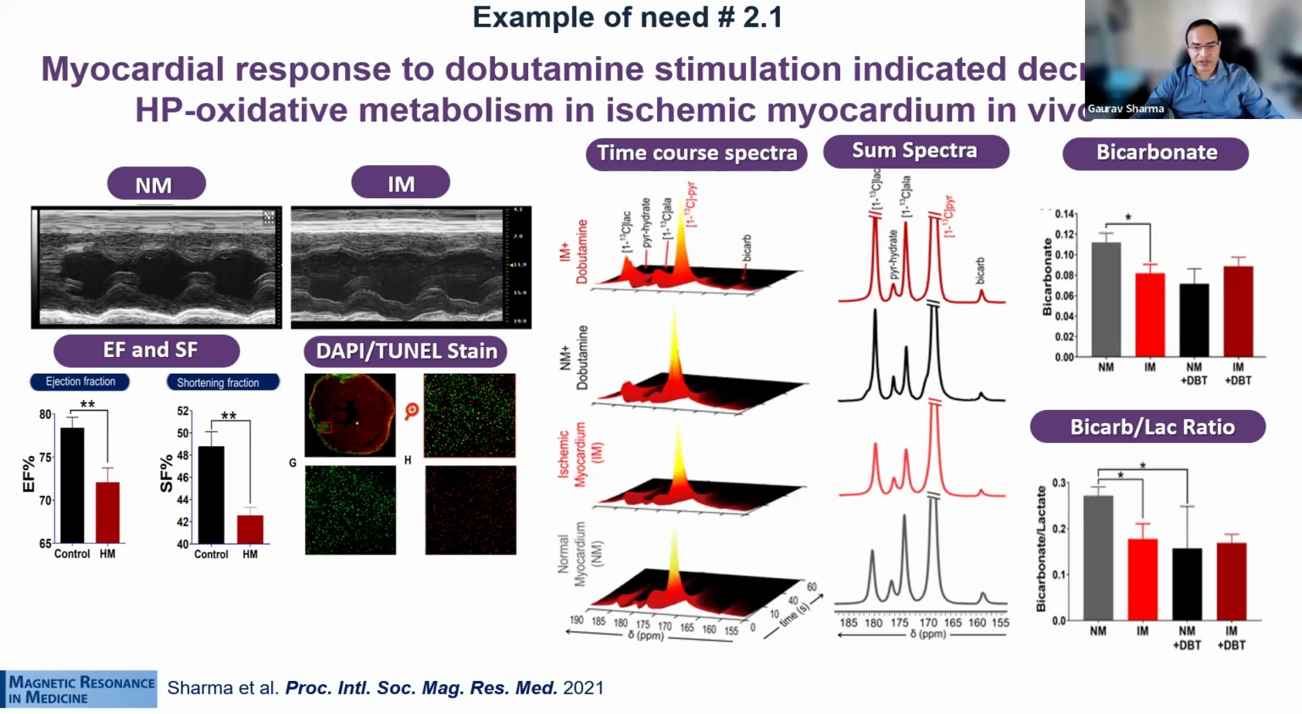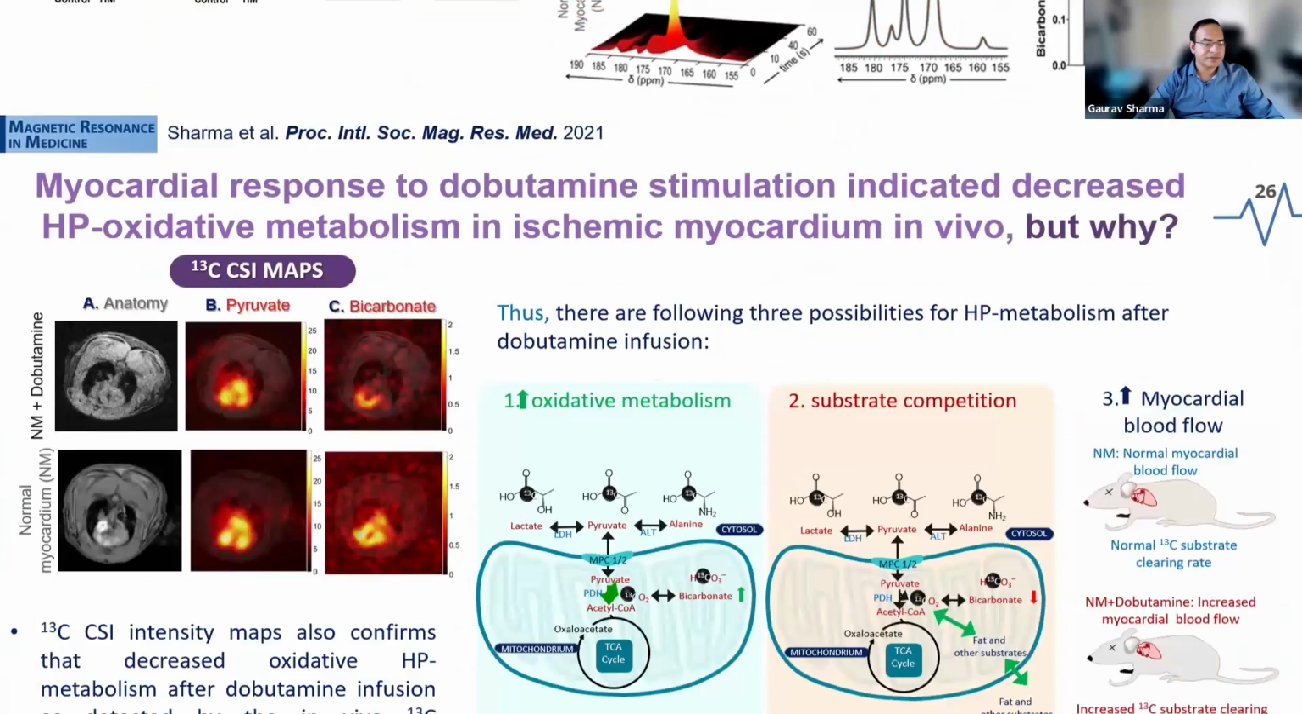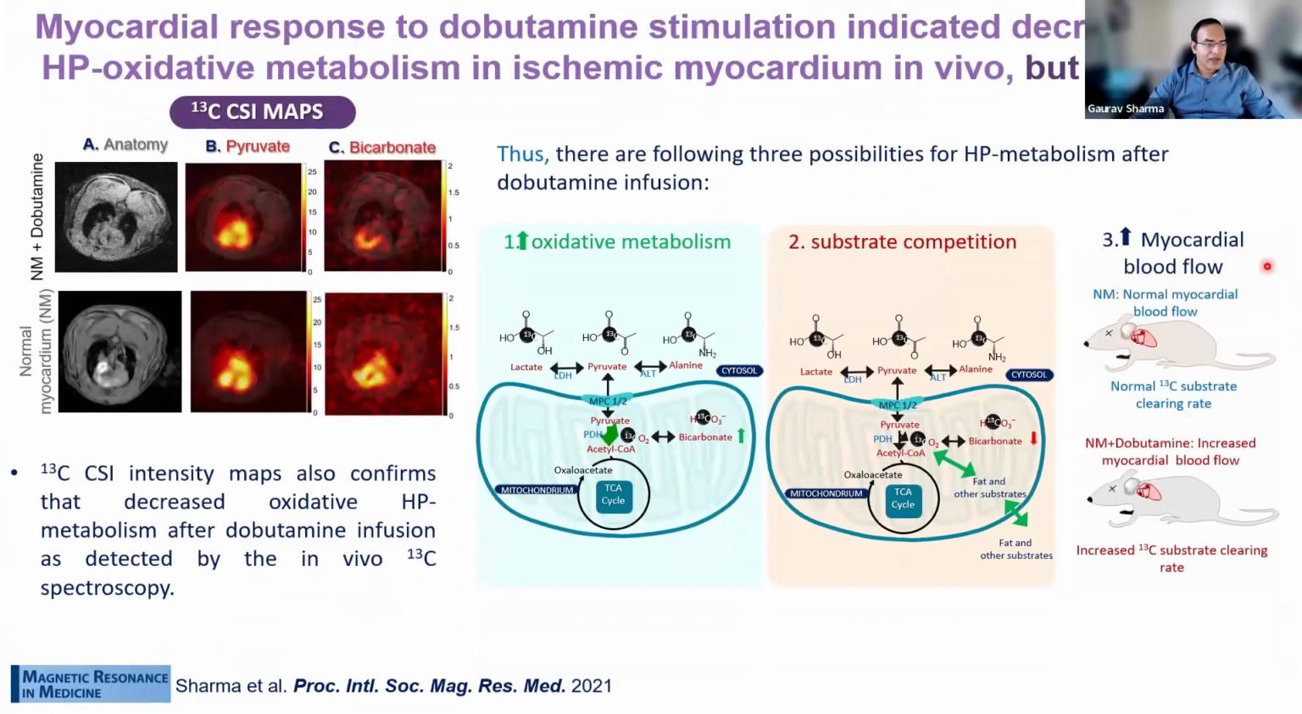So why are we not seeing a difference in the normal myocardium and the ischemic myocardium with the W-vitamine? W-vitamine basically mimics the effect of exercise on the heart. So we look at the imaging and their 13C CSI maps after acquiring this in vivo. This intensity map also confirms there is a decreased oxidative metabolism after the W-vitamine infusion.